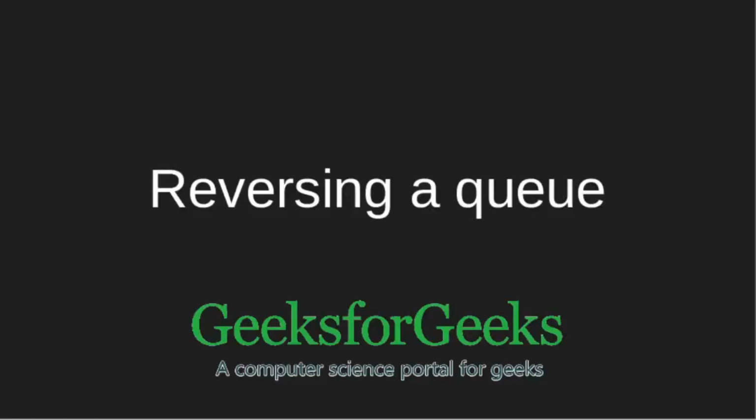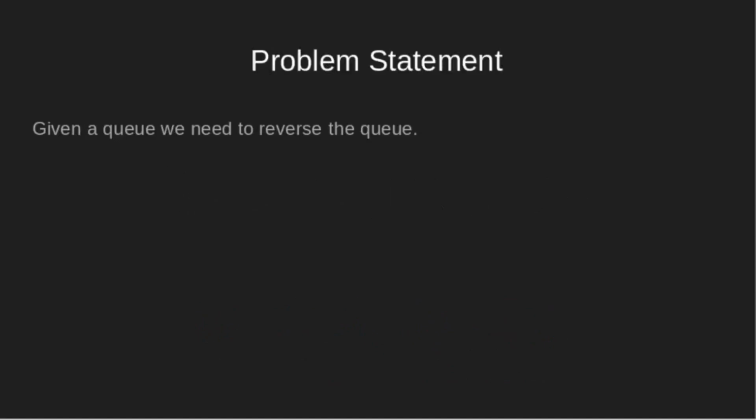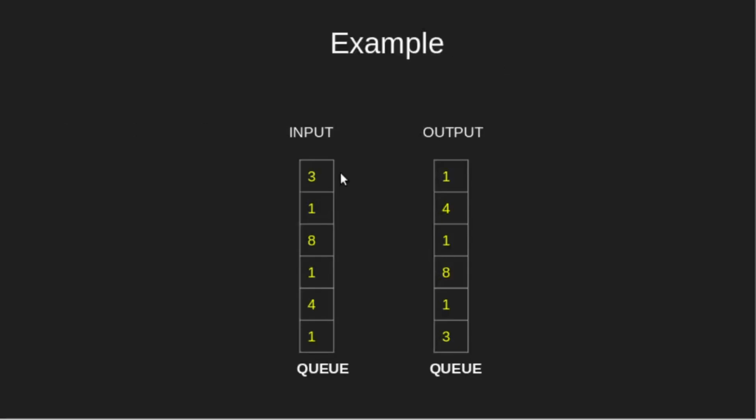Today we are going to reverse the given queue. Our problem statement is, given a queue, we need to reverse it. For example, if the input queue has elements in the order 3, 1, 8, 1, 4, 1, then the output queue must have elements in the order 1, 4, 1, 8, 1, 3.